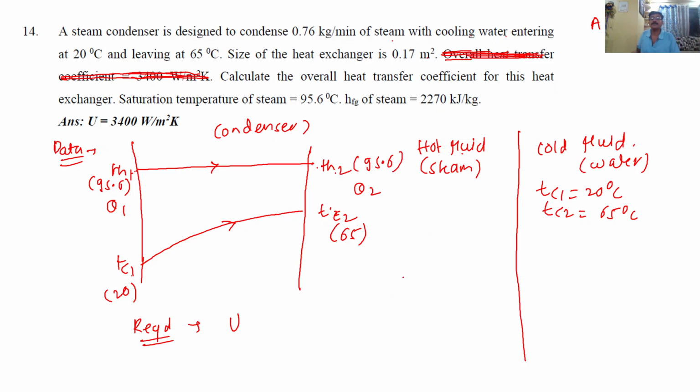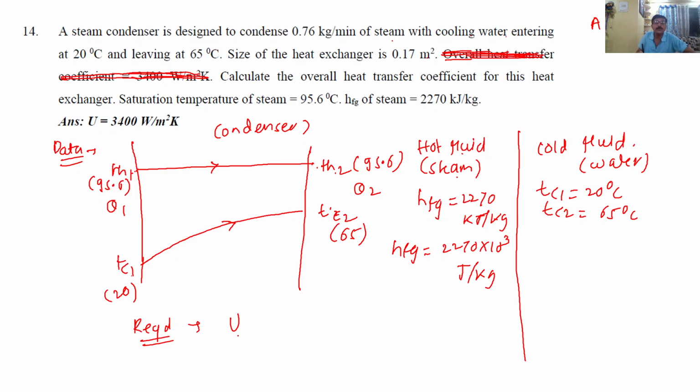Now HFZ means latent heat of steam. Steam is hot fluid, so I will write HFZ is equal to 2270 kilojoule per kg. So HFZ is equal to 2270 into 10 raised to 3, because we don't want the kilojoule value. I will convert it to joule, multiplied by 10 raised to 3 joule per kg. What is latent heat? Latent heat means the heat energy during the phase change process. So here the hot fluid is changing the phase, so they have mentioned latent heat. HFZ is 2270 into 10 raised to 3 joule per kg.